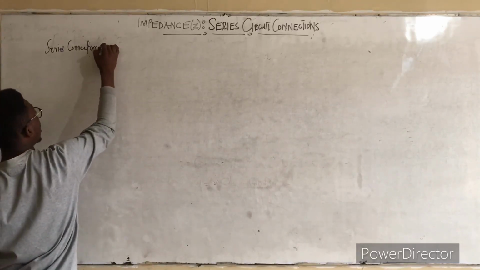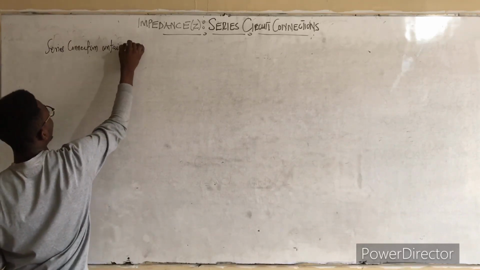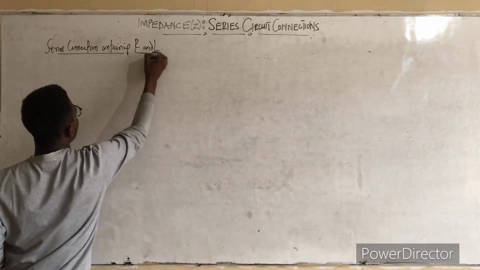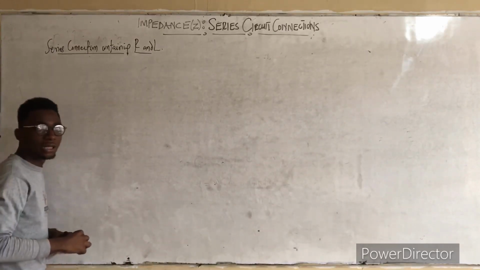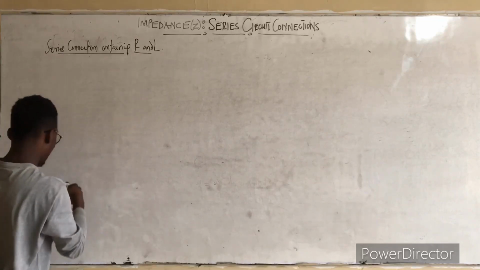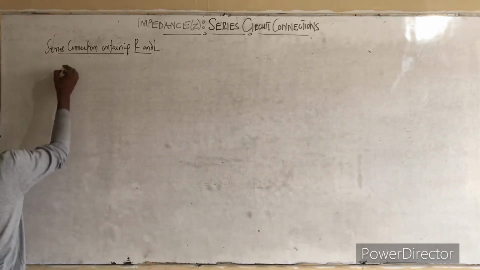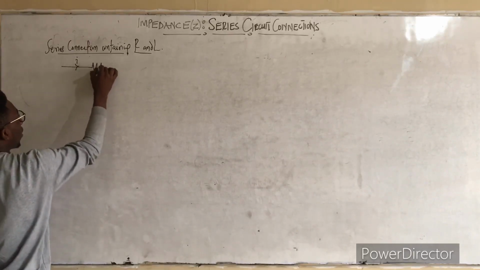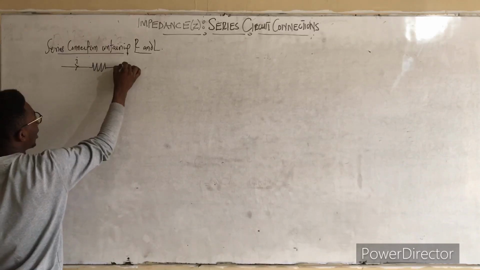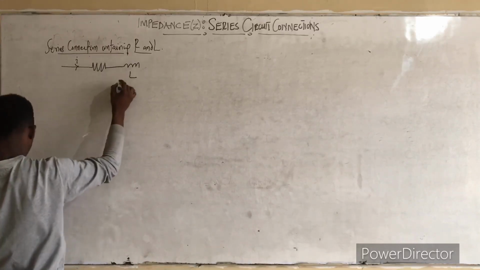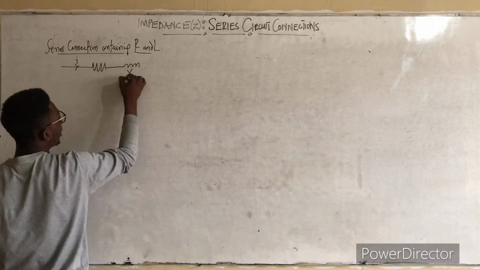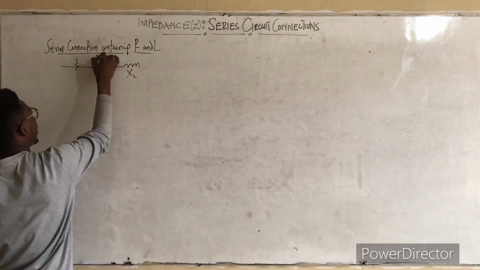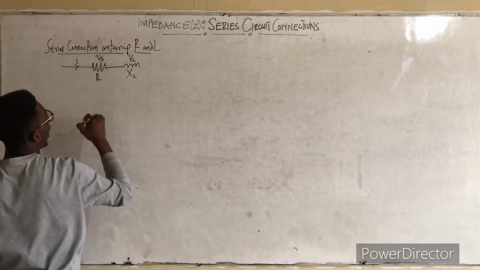So let's look at the series connection containing a resistor and an inductor. You have something of this nature. You have the current I coming, which is connected in series with a resistor and an inductor. So an inductor with inductive reactance XL, a resistor with R, and the voltage across each.